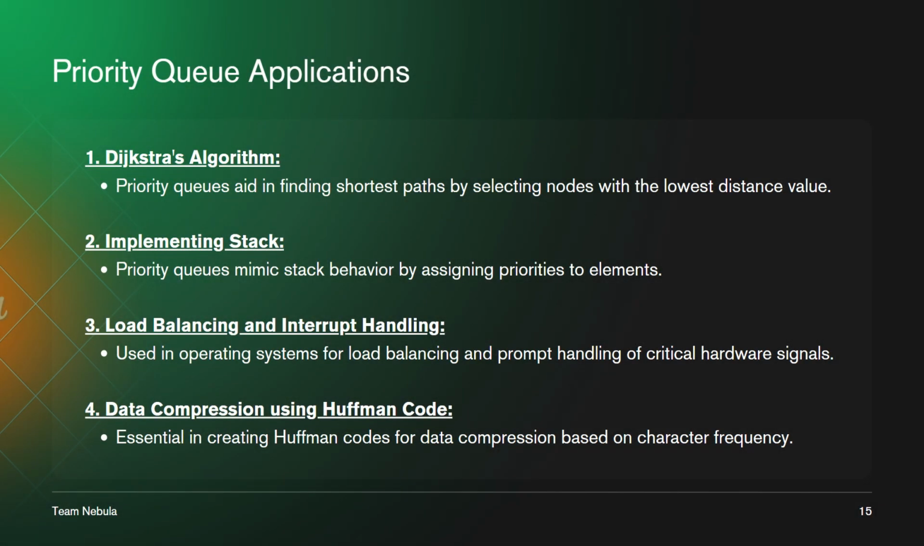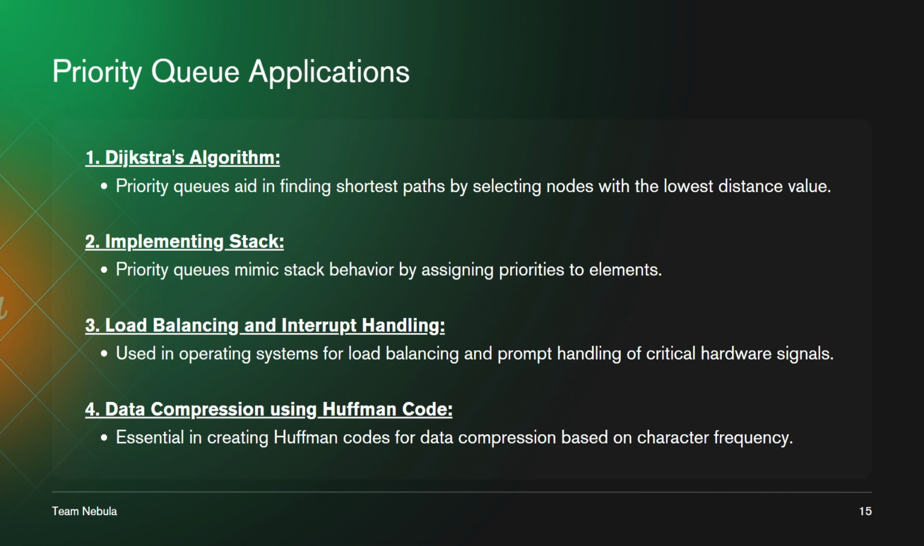Let's take a look at some practical ways priority queues are used in various applications. Dijkstra's algorithm. Priority queues are a key component in Dijkstra's algorithm, a method used in finding the shortest path between nodes in a graph. The algorithm relies on the concept of choosing the next node with the lowest distance value, which aligns with the priority queue's functionality.